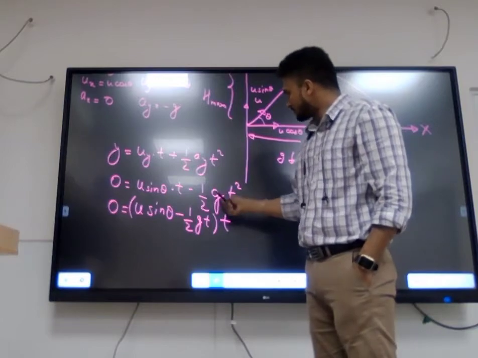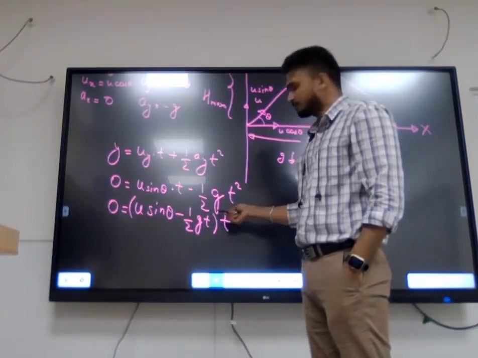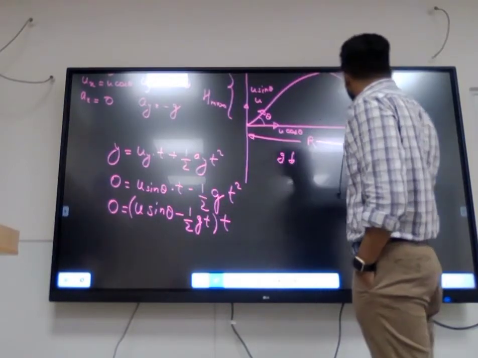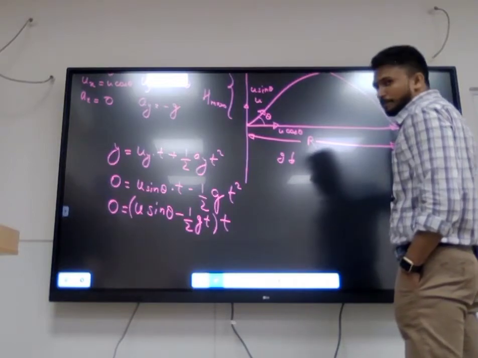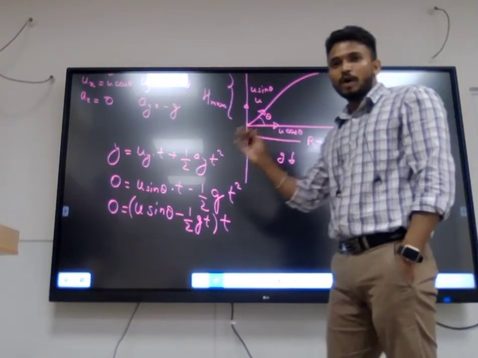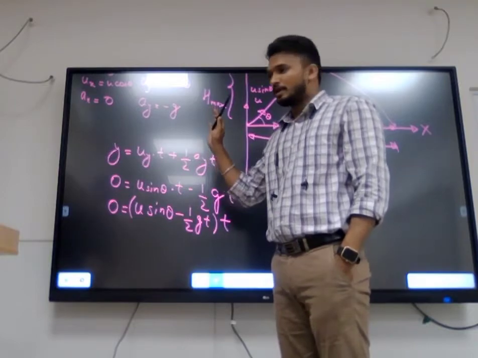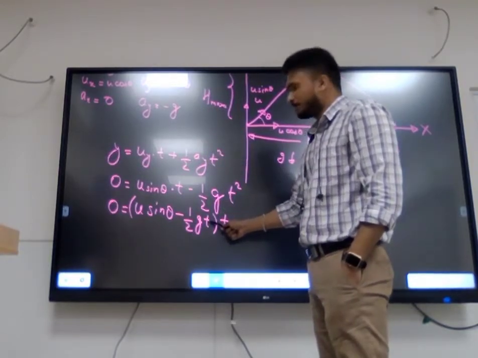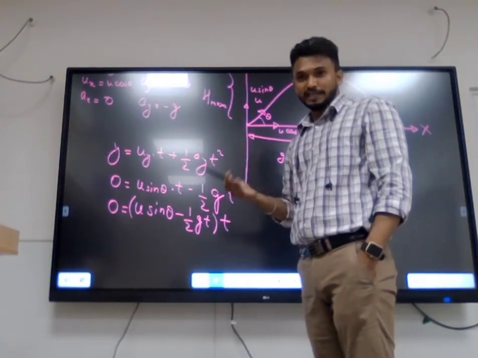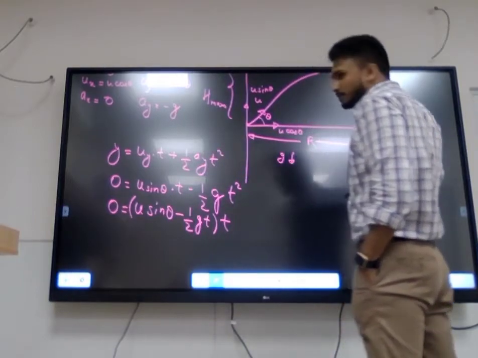So, the second value, u sine theta minus half g t, indicates the time when the object will again have 0 displacement in the y direction. Definitely this second t corresponds to the time of flight, when the object has reached the ground again.